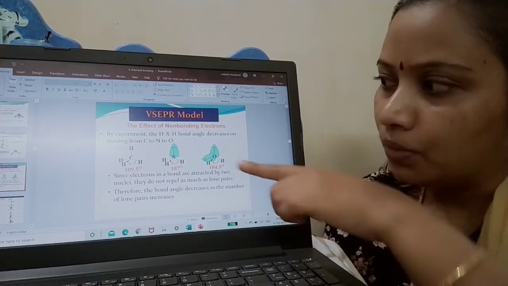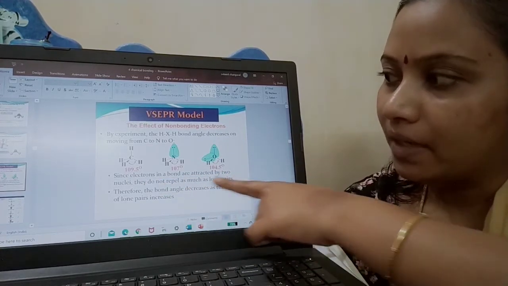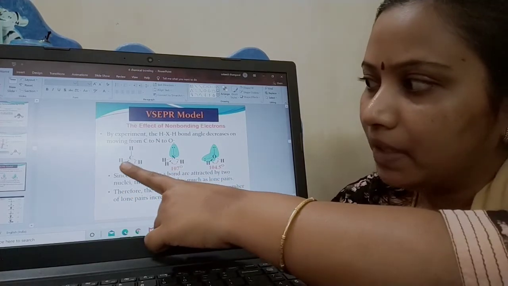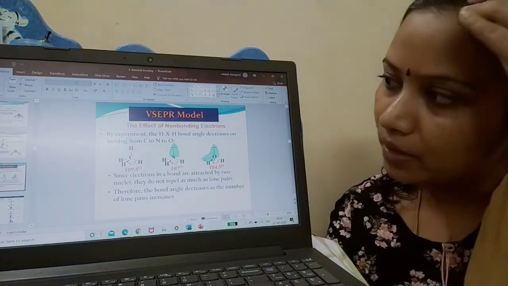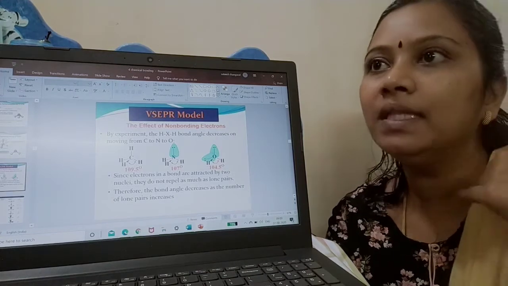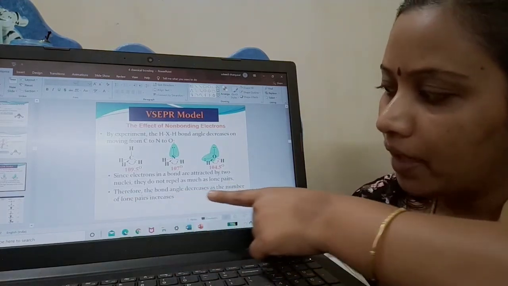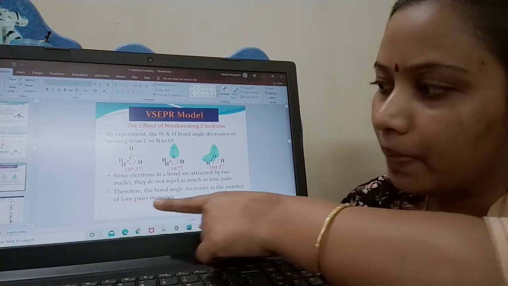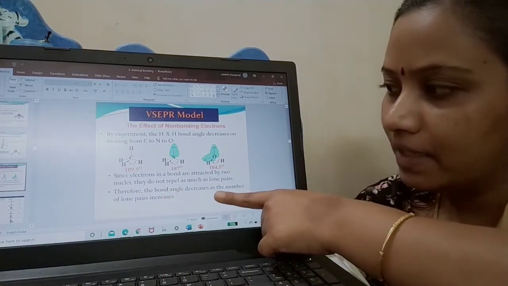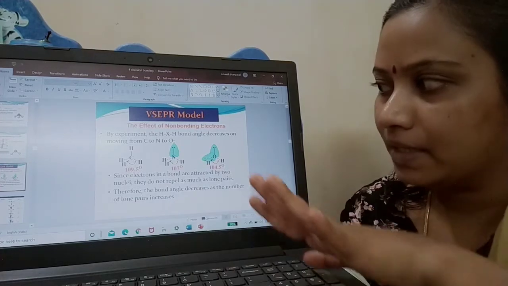Now I am telling you, the electrons in the bond will be attracted by two nuclei. They won't repel as much as they are repelled when they are in lone pairs. So therefore the bond angle decreases as the number of lone pairs increases. So bond angle decreases when the number of lone pairs increases.